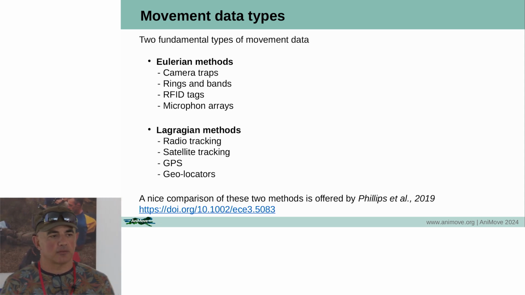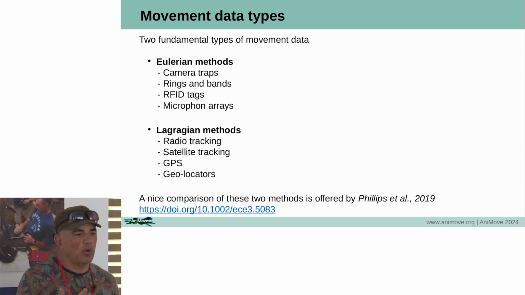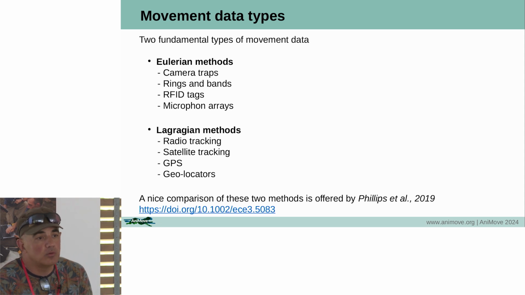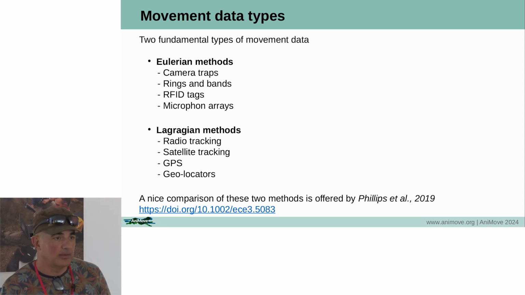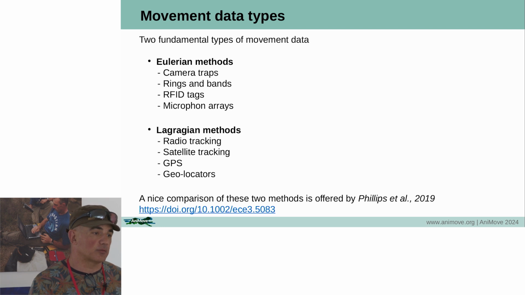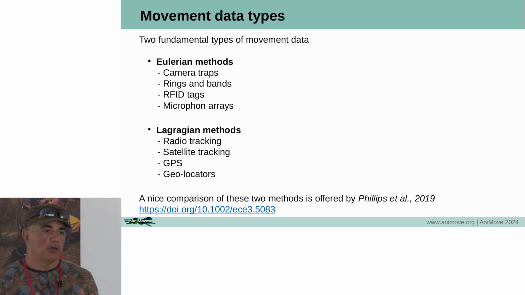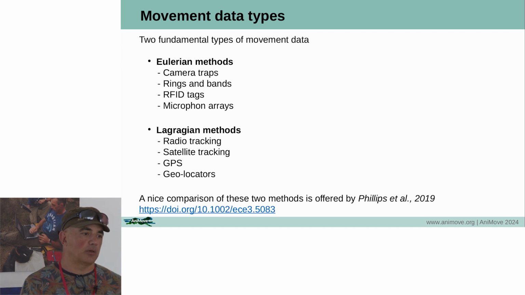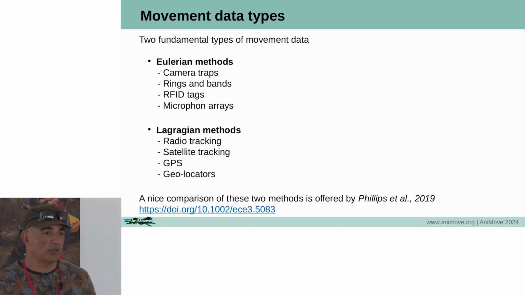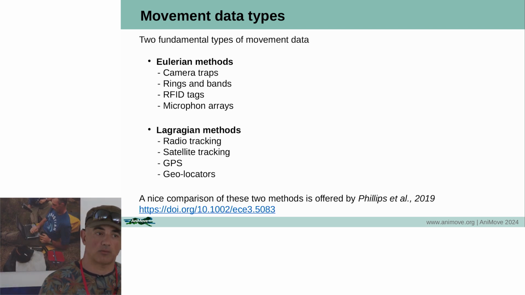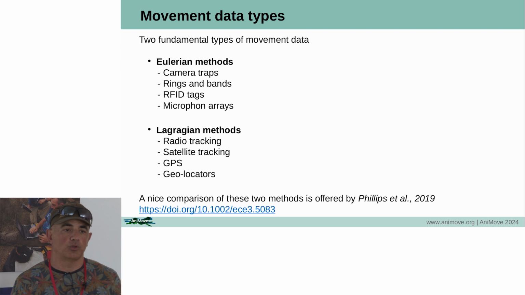The two methods differ in what you can do with the data that you collect because of the uncertainty that is associated with it. If you have a very low density camera trapping system, there are a lot of things the animal could have been doing. Your options are just way bigger than if you had a Lagrangian, like a radio collar on your animal. You would know where it is.